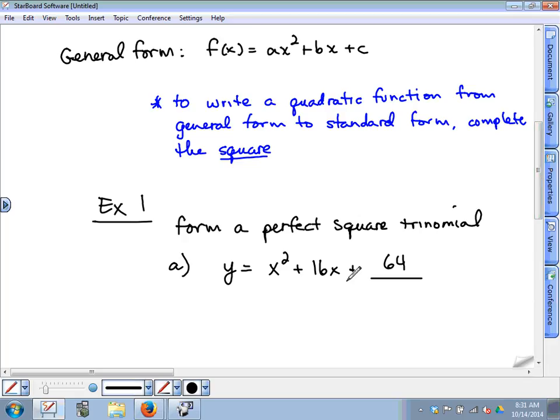Now, for those that are pretty good at remembering and recalling small formulas, if you want to learn this formula, you can. The number that forms a perfect square trinomial as a constant is half of b raised to the second power. Again, I don't always advocate memorizing small formulas. Sometimes it helps. B is 16. Half of 16 is 8. 8 squared is 64.